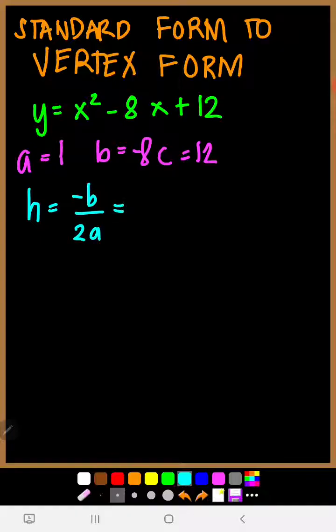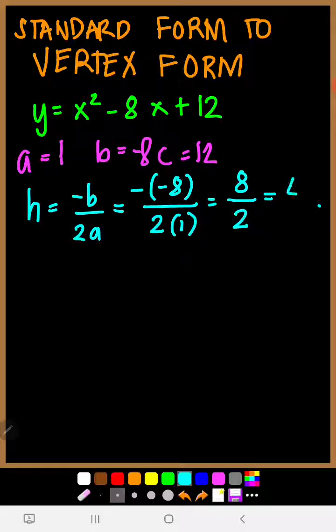So, substitute the values of b and a. So, negative, ang b natin is negative 8 over 2 times a, which is 1. So, negative times negative becomes positive 8, and then over 2. So, this is equals to 4. So, ang h natin is equals to 4. Now, let us solve for k.